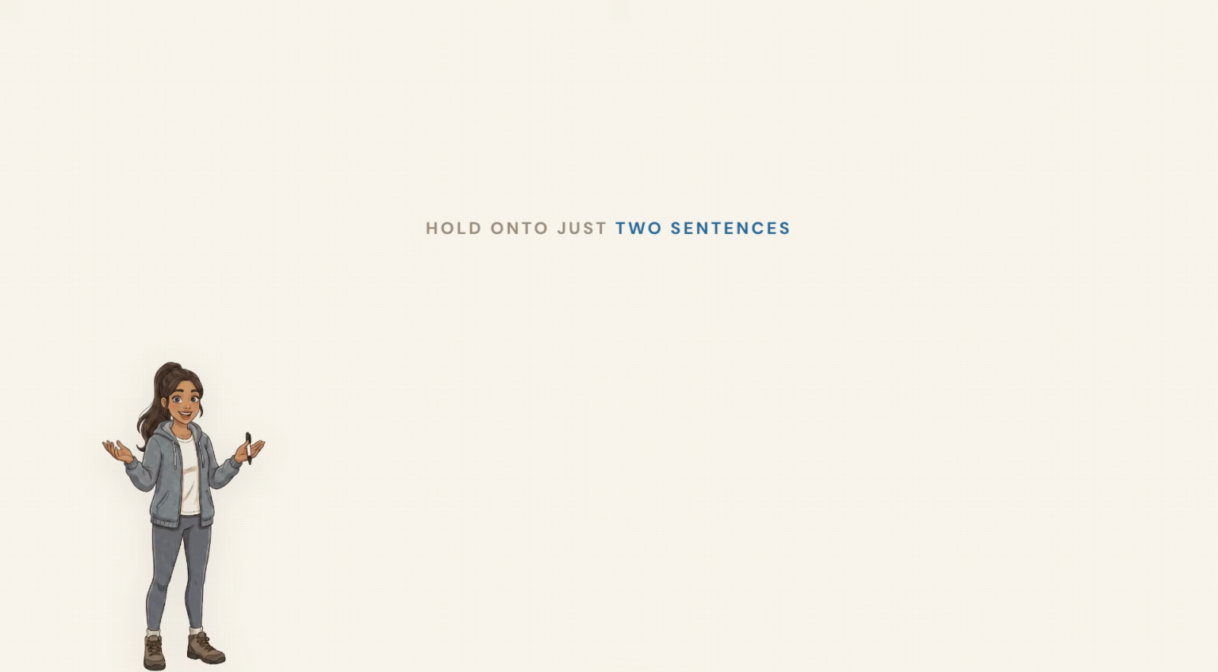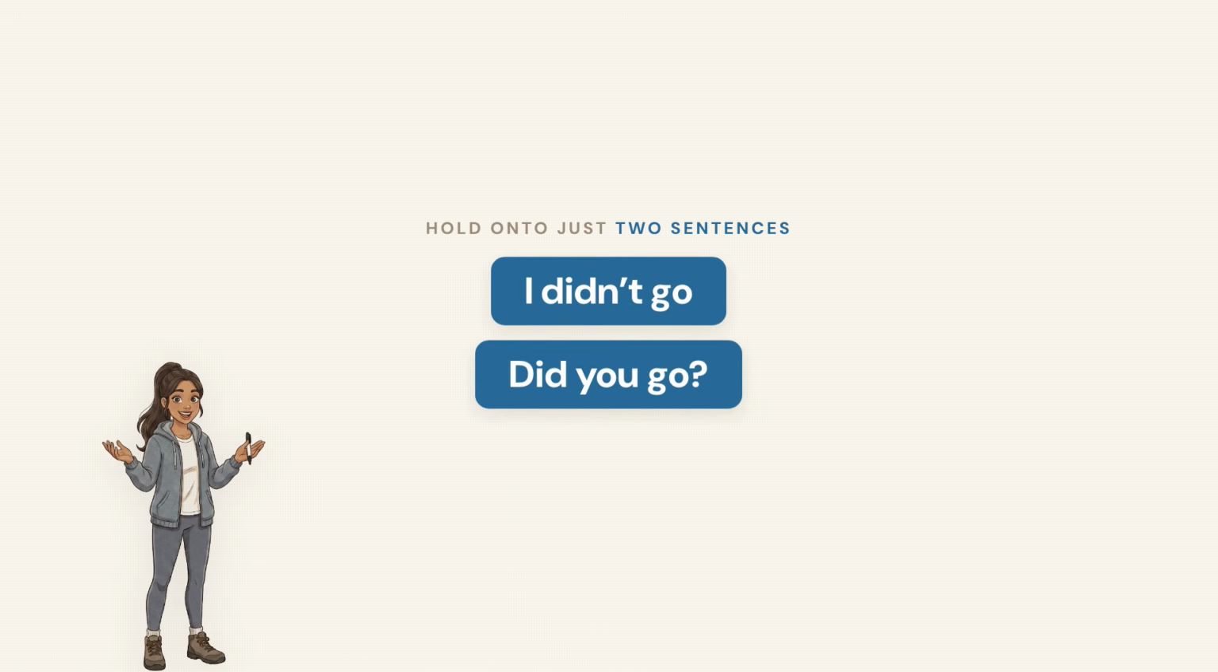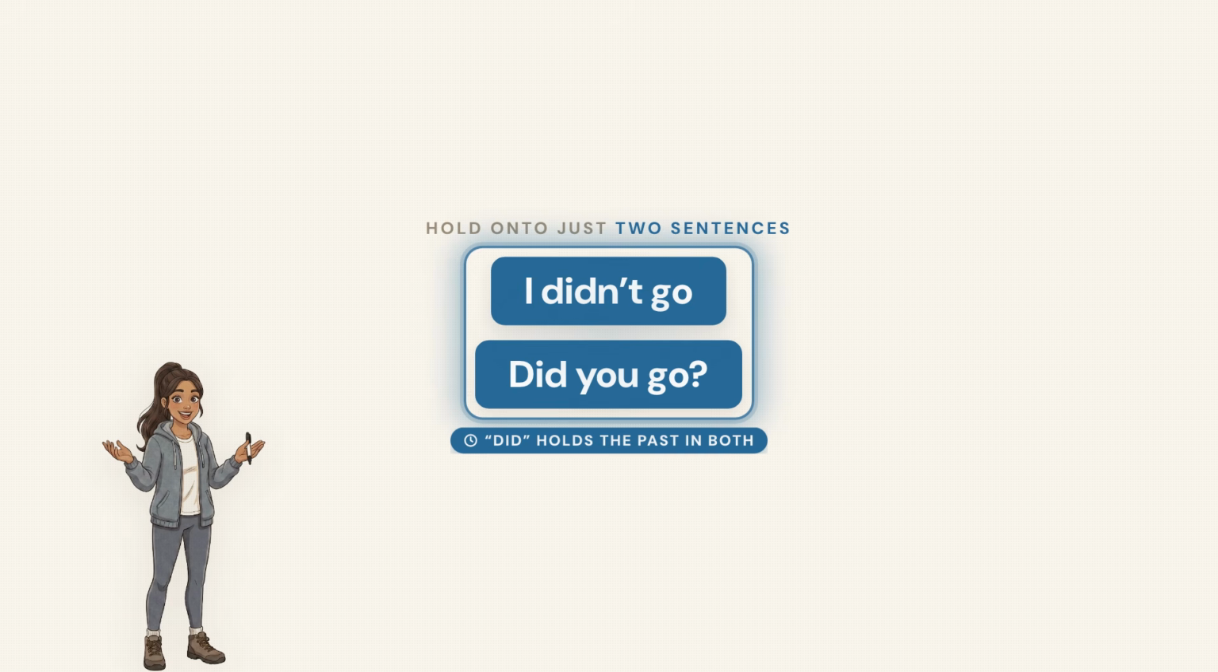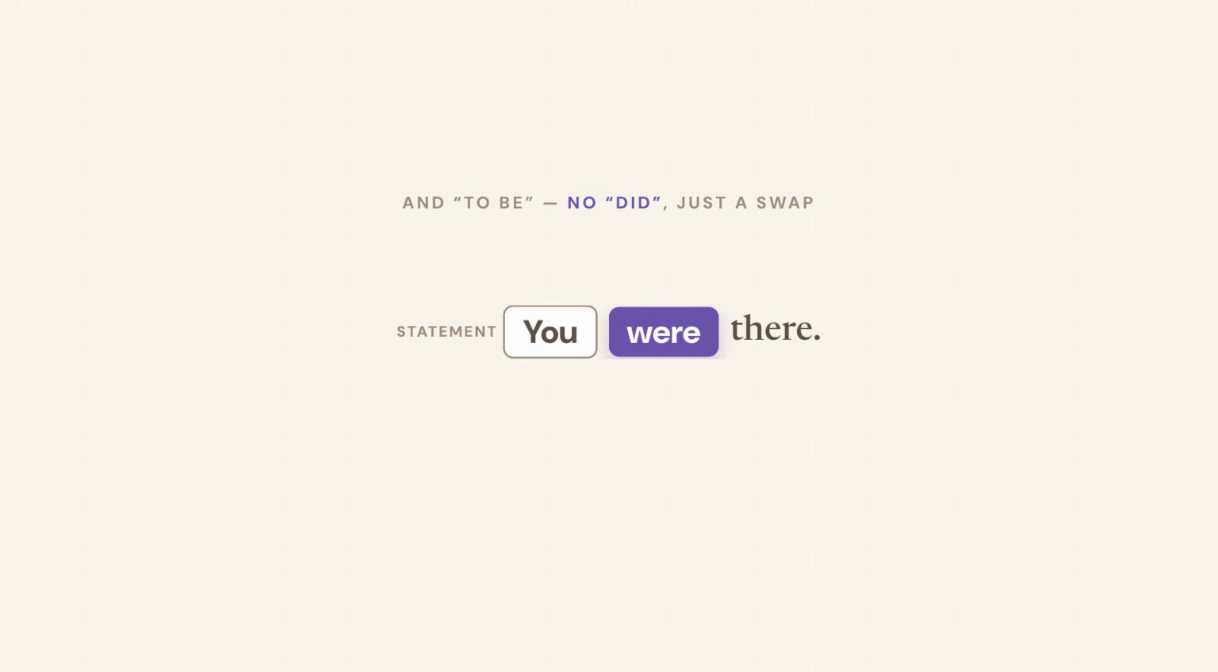If you can hold on to just two sentences, I didn't go and did you go, you have already beaten the single most common past tense mistake in English. And to be, one last time, does its own thing, no did. You simply put was or were first. Were you there? Was it good?